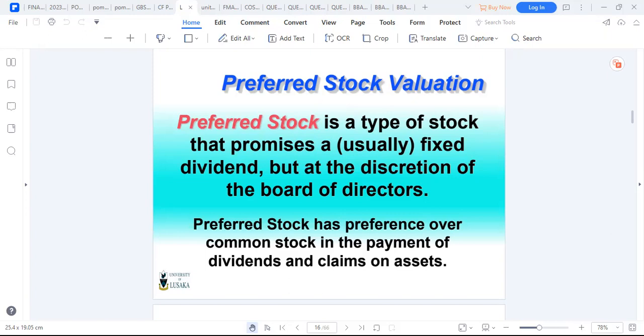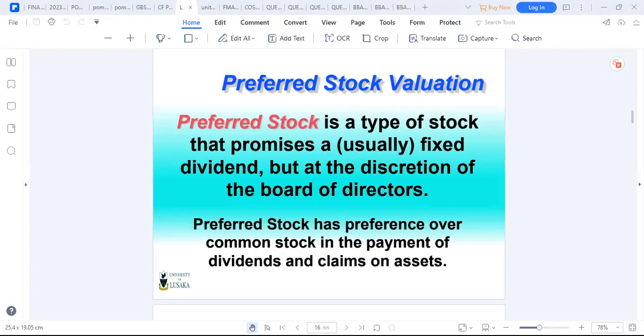So when we're dealing with common stock equity, I'll explain it in terms of the following variables. Number one, let me start with preferred stock. Preferred stock, as the term suggests, is a kind of stock that has preference. It usually has a fixed dividend at the discretion of the board of directors. So preferred stock has preference over common stock in terms of payments, dividends, and claims.